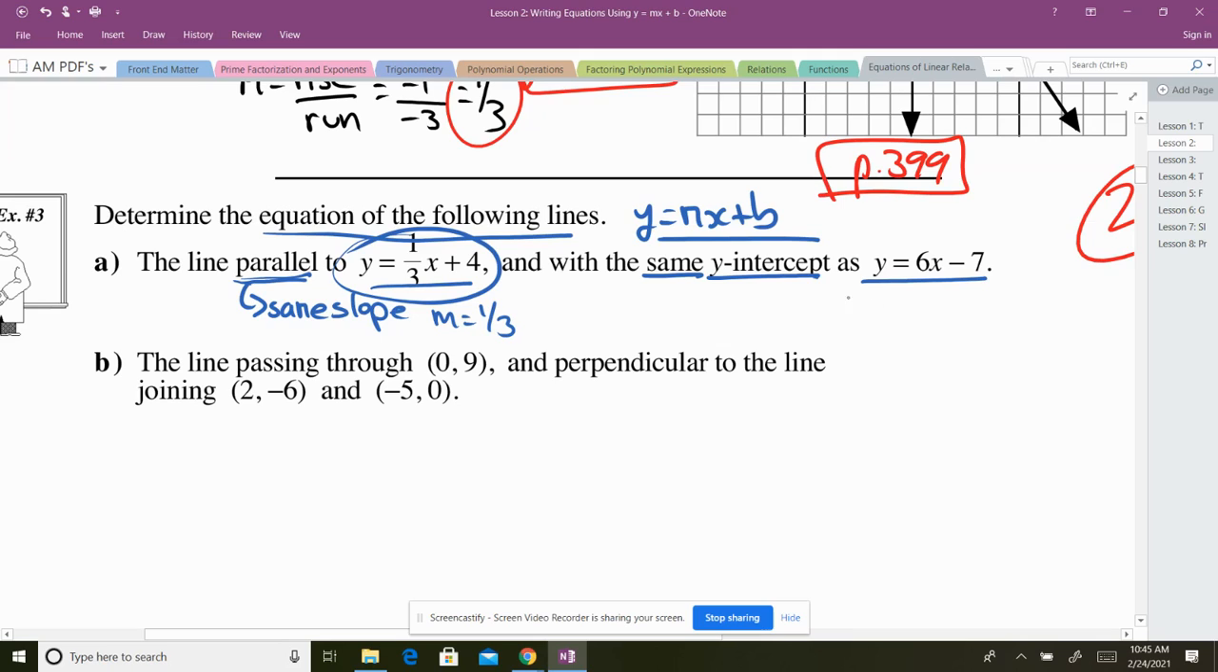The y-intercept of that line is -7, therefore our b value is -7. So now we have m, we got b, we can figure out the equation of the line, right? So it becomes y is equal to 1/3 x minus 7. That's it.